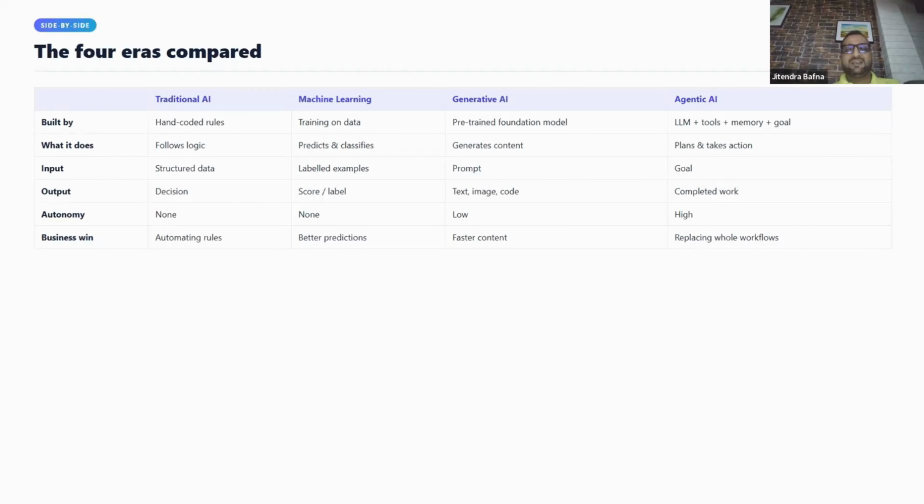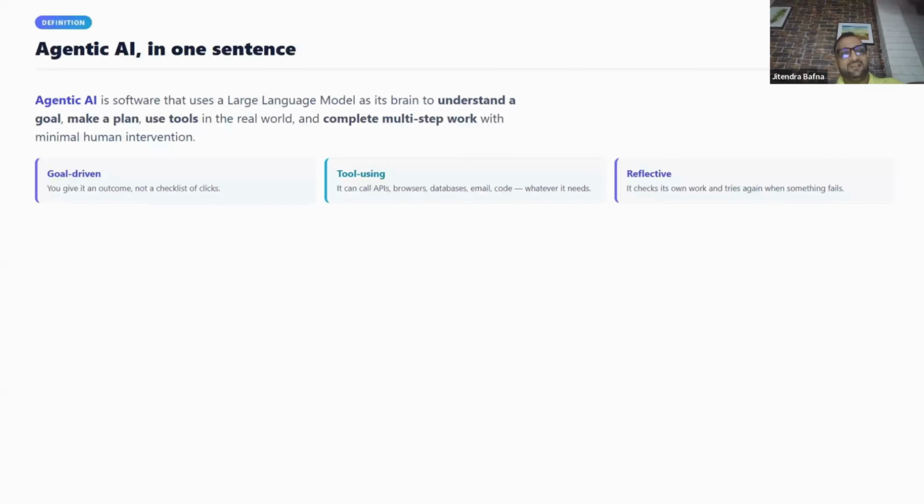But agentic AI is more advanced, where it can plan, it can execute, and it can take action without any human intervention. That is what agentic AI is. Okay, so what is agentic AI?